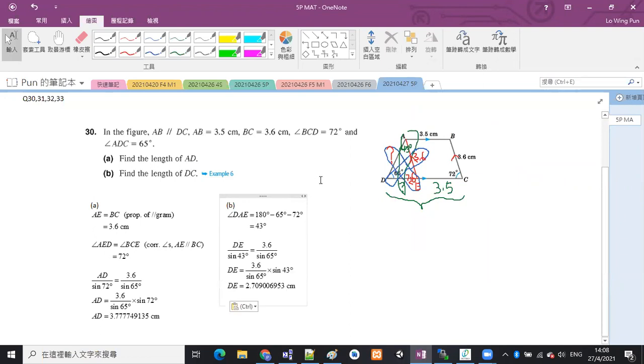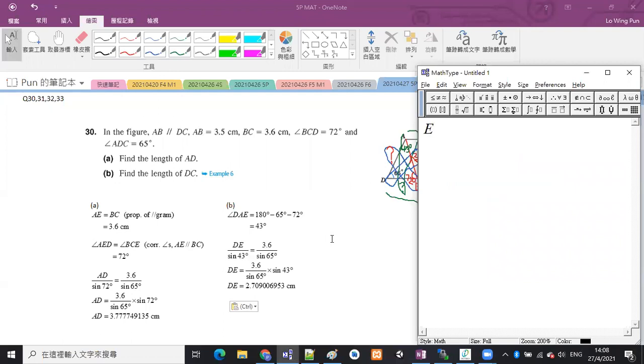Okay, but that is not the final answer, because the question asks us to find the length of DC. So we need to add the part EC. Okay, but we need to write down EC is equal to AB. EC is equal to AB because of the property of parallelogram.